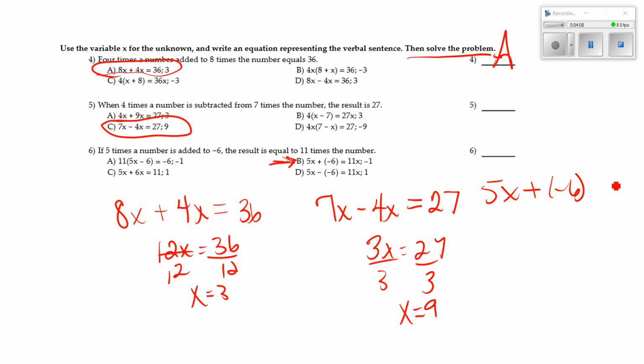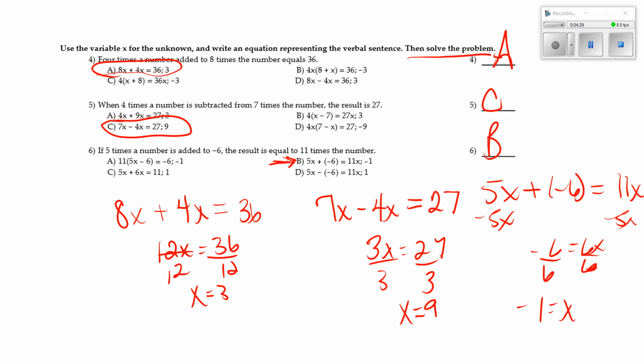But the result is 11 times the number. So that has to be 5x plus negative 6 equals 11x. Subtract 5x from both sides. You'll get negative 6 equals 6x, and divide by 6. You get x is negative 1, which is what it says. So this would be B, A, C, B for 4, 5, and 6.